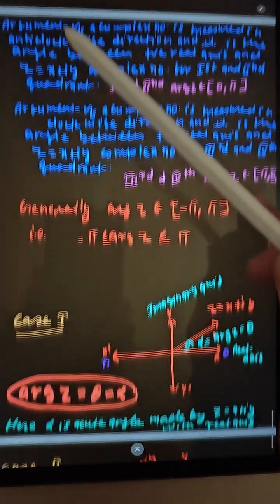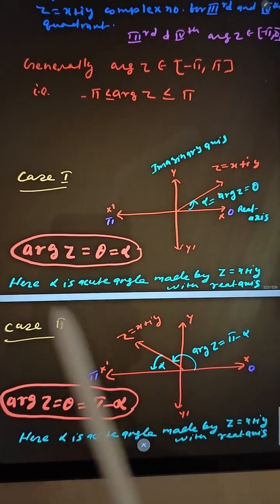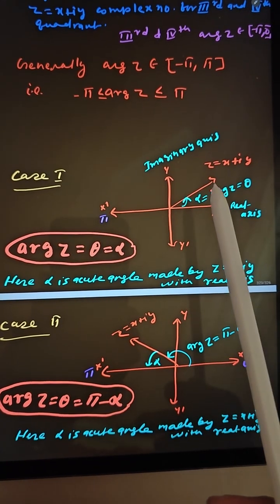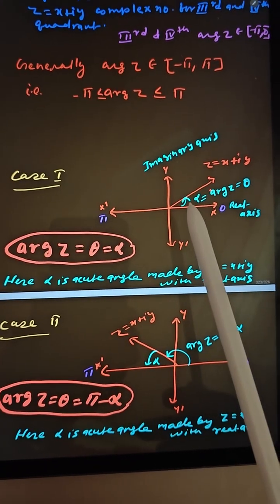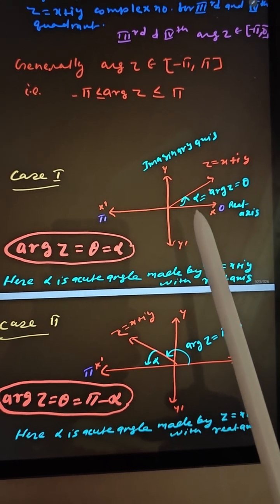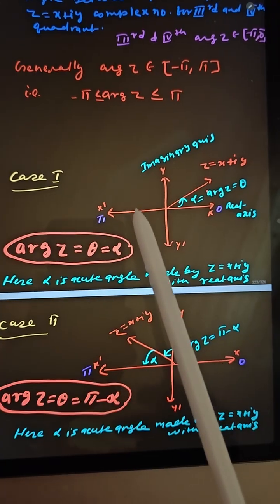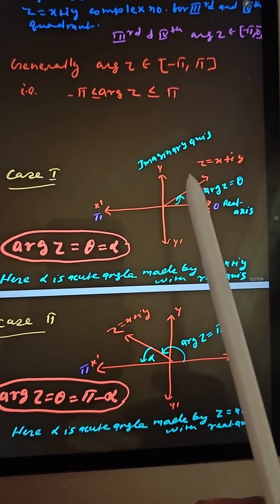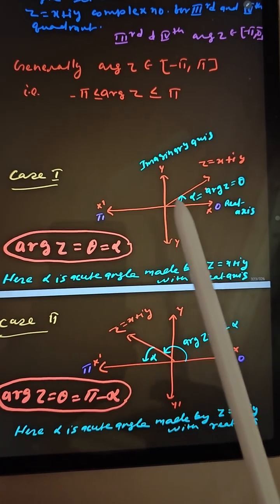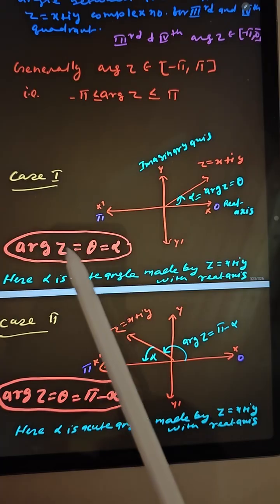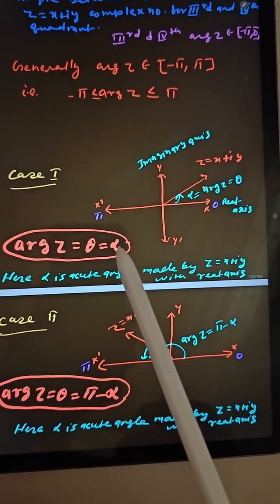Now let us discuss each case one by one. Case 1, when it is in the first quadrant: this is your complex number z = x + iy, and it is making an angle of alpha with the positive real x-axis. We generally measure the angle anticlockwise from 0 to pi, that is for the first and second quadrant. So this is your alpha. In the first case there is no problem. The argument of z, that is theta, will be alpha itself.